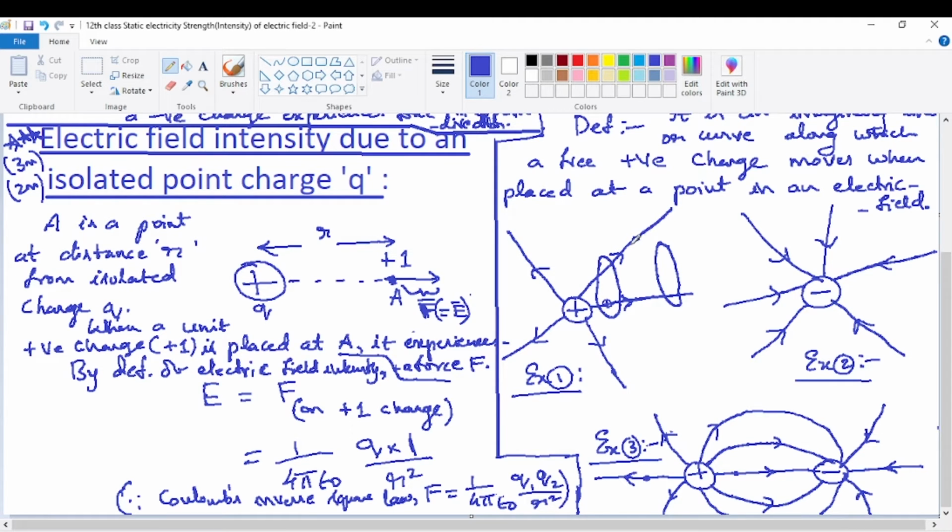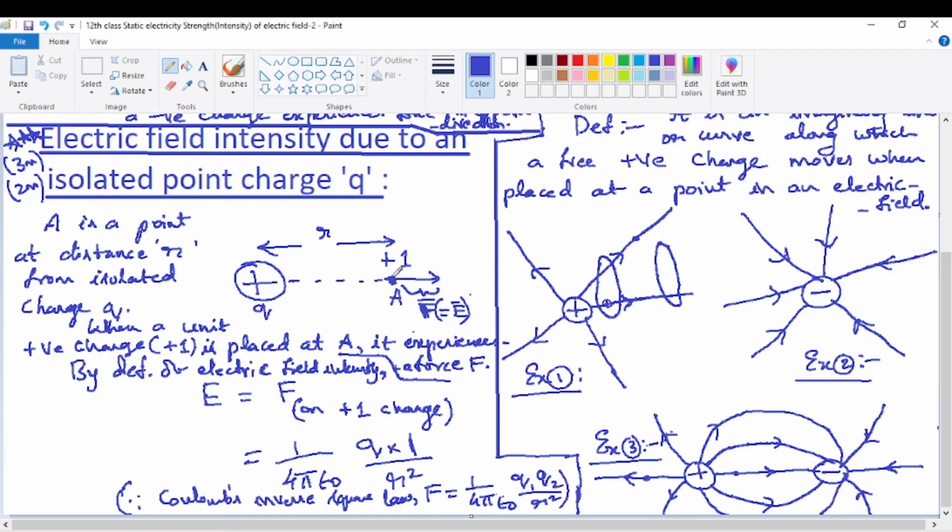So in whatever direction force acts on a positive charge in an electric field, in this direction the force is acting. In this direction only the electric field vector is present. That's what we have seen. So the force acting on a unit positive charge is this force here. You just observe this diagram again.